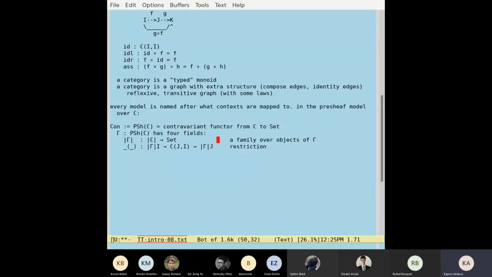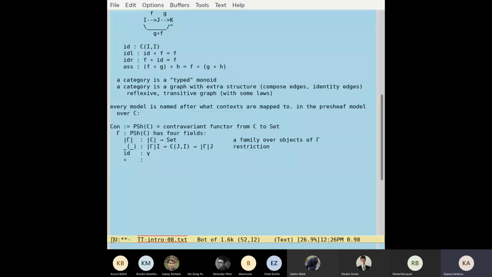Okay, and notice that basically we can transport elements of the family gamma using these morphisms in the category, but notice that it's contravariant. So the morphism goes from J to I, and then I can go from I to J, and that's why we use this kind of notation. I will write some examples in a minute. And we also have 2 laws. So we also have an identity law and the composition law, basically. Okay, and the 2 laws are the following.